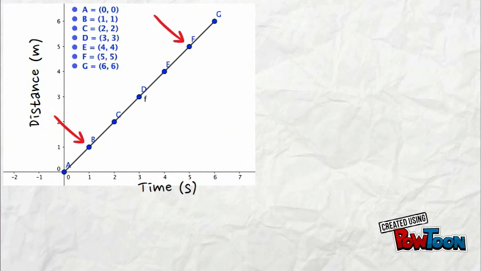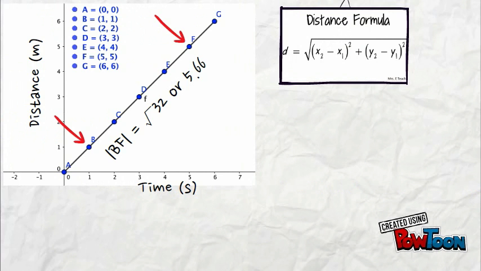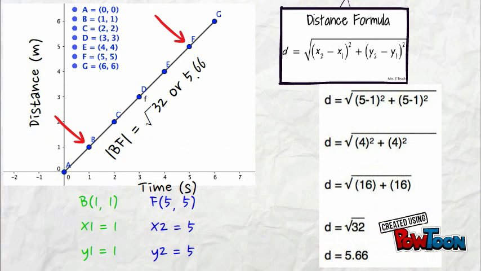Another quick look at what we did. We used our formula D, we labelled our points B and F, and we solved the formula to get the length of the line segment BF.